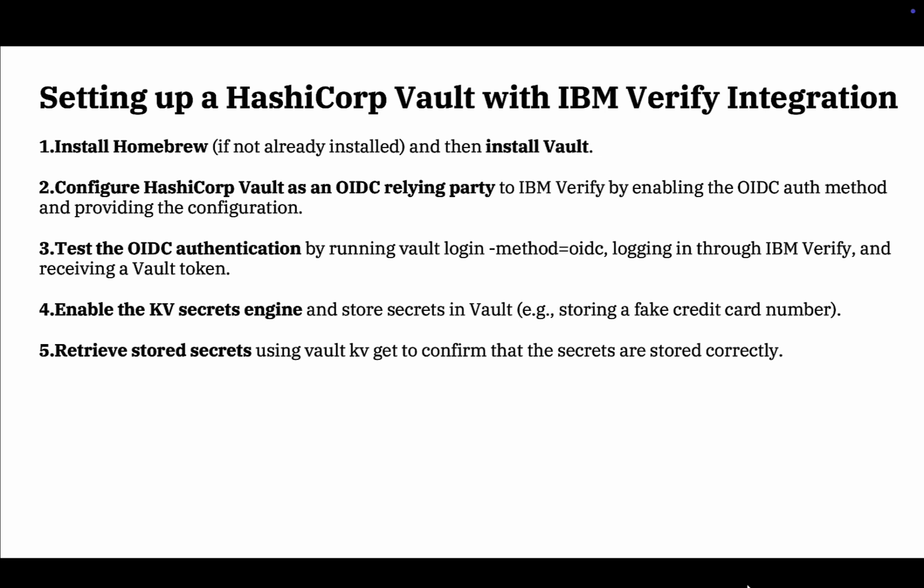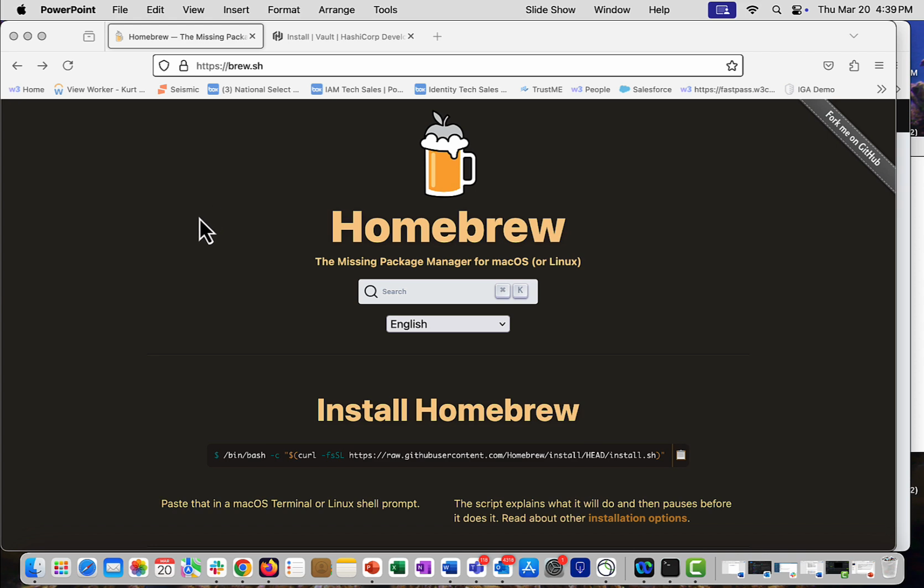And then we will enable the KV secrets engine in Vault. We'll store a fake credit card number, and then we'll retrieve it. Pretty straightforward. Okay, so here's Homebrew.